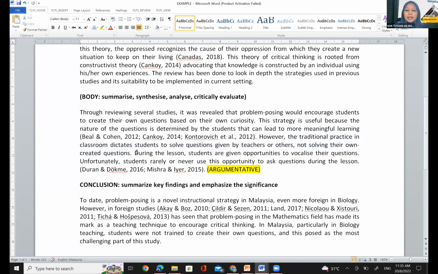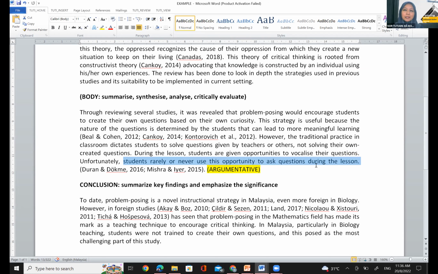Tak ada. Jadi itu adalah kontradik lah daripada the first perspective. Okay. During the lesson, students are given opportunities to vocalize their questions. Unfortunately, kita argue lagi. Alright. Memang waktu pengajaran, student diberikan peluang untuk bertanya soalan. Unfortunately, students rarely or never use this opportunity to ask question during the lesson. Citation. Okay, sebab this one is a very strong statement. So kena ada citation lah. Okay, so means kita argue. Nampak tak kita berlainan pendapat kat situ. Jadi ini dinamakan sebagai argumentative.